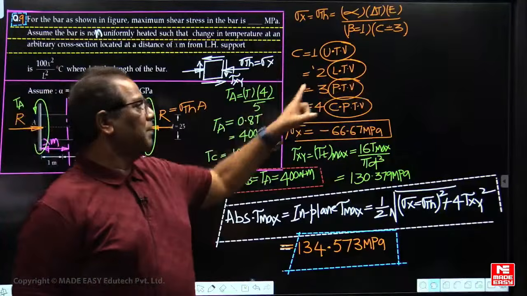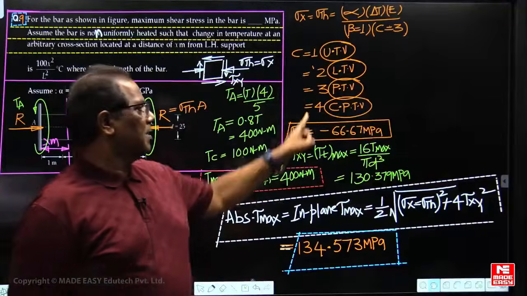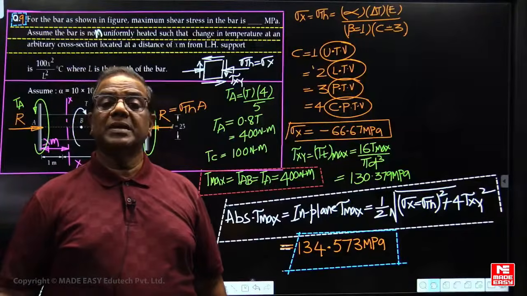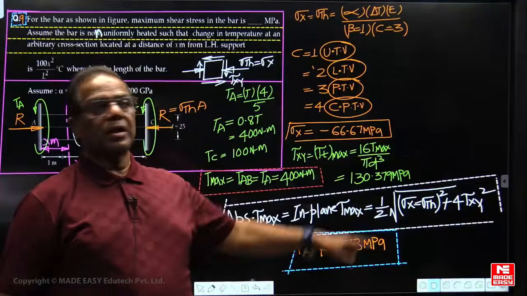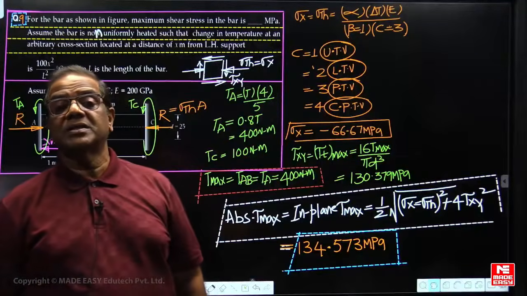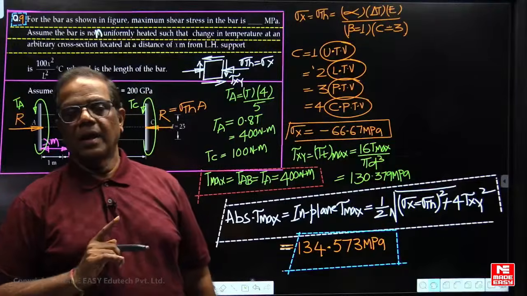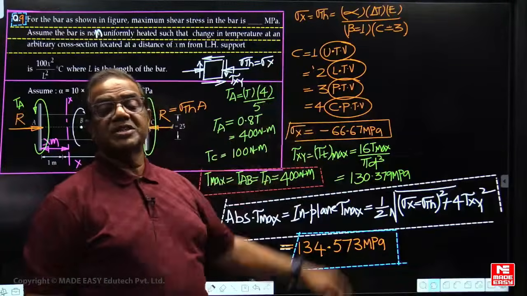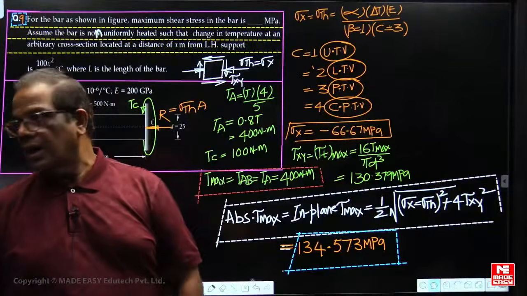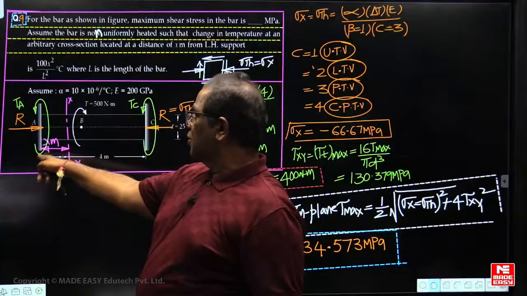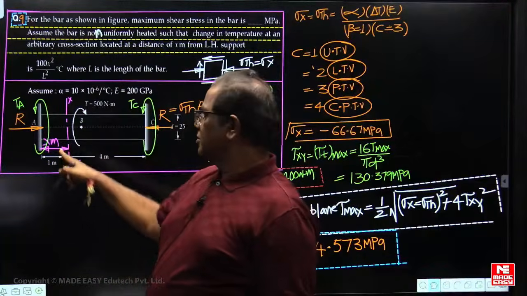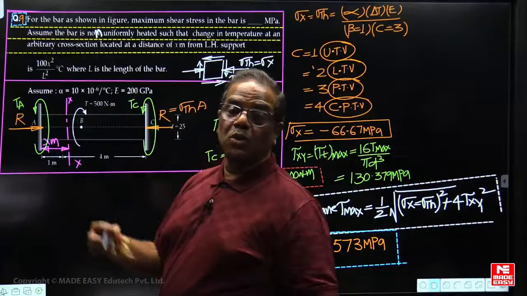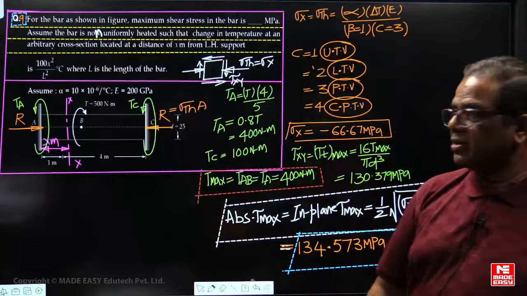UTV means uniform change in temperature. LTV means linear change in temperature. PTV means parabolic change in temperature. Cubic parabolic. But these constants are all valid when the change in temperature varies from 0 to maximum. If it is varying from minimum to maximum, they are not valid. Here the change in temperature is 0 because x is 0, and here the change in temperature is maximum. So the change in temperature varies from 0 to 100 parabolically. Then C is equal to 3. So this is the answer for question number 9.